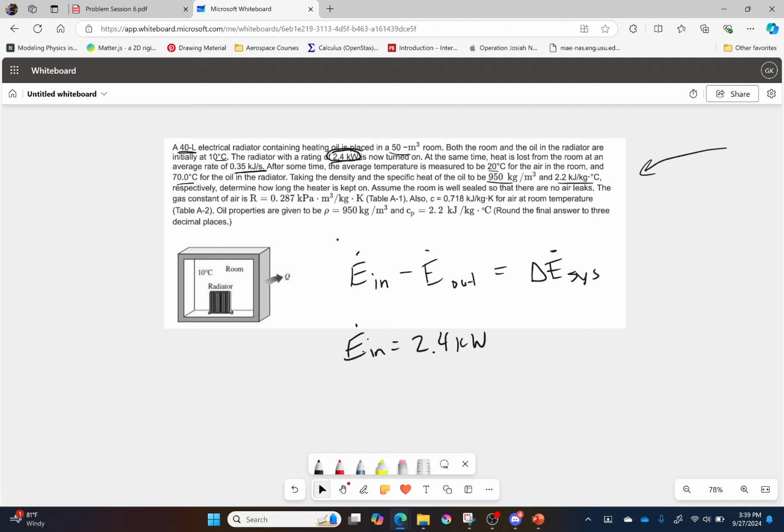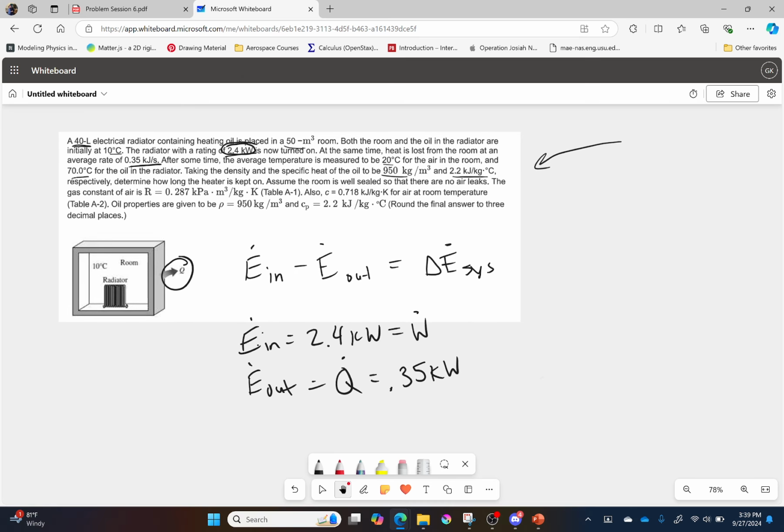Now, what is E dot out? Well, E dot out is going to be equal to my heat that's being lost. And that's going to be equal to 0.35 kilojoules per second, which is 0.35 kilowatts. This is looking pretty good. And as a note, just so you know, I would be writing this as work dot.